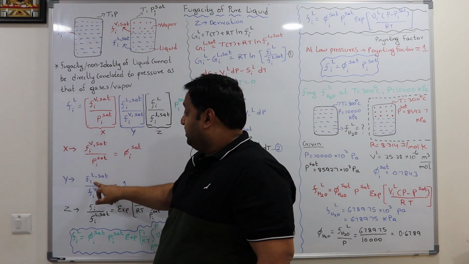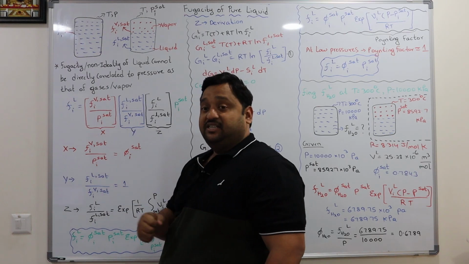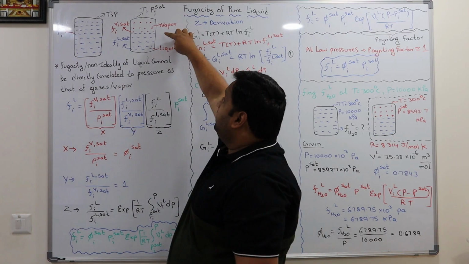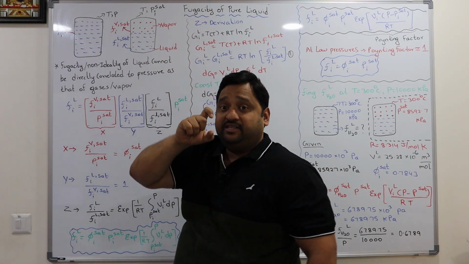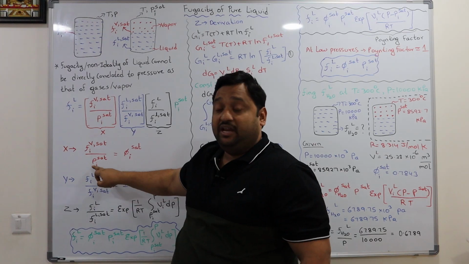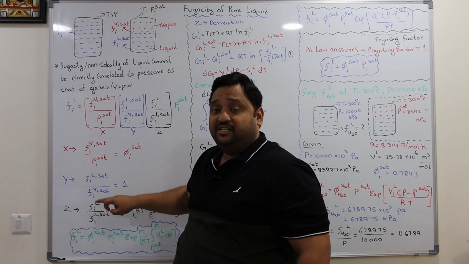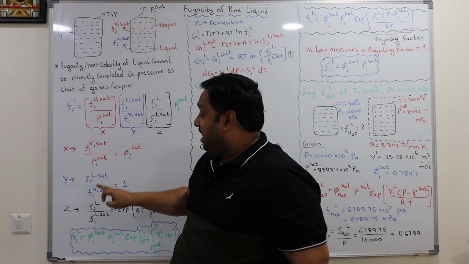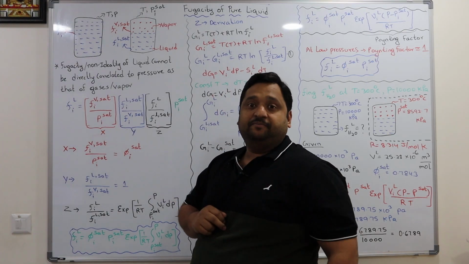Second term: the fugacity of i in the liquid divided by the fugacity of i in the vapor, both at saturation conditions. That means at the same temperature, if vapor and liquid coexist in equilibrium, the value of the fugacity of the liquid and the value of the fugacity of the vapor at saturated conditions are the same. That is why the ratio is 1.